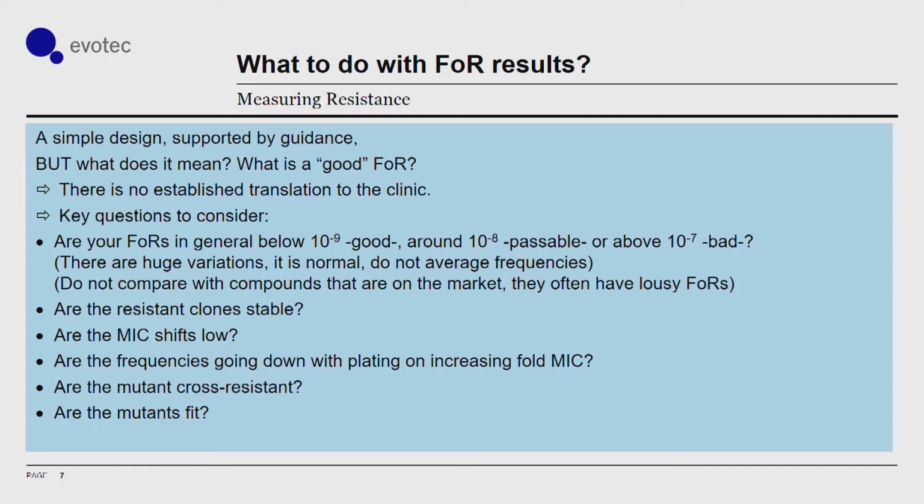There are huge variations. Please, consider it normal. We said that before. When you look at different strains, when you repeat the experiment, there will be variation. It's perfectly normal. So do not average the frequencies. I've seen that a few times, people averaging the frequencies. When you repeat the experiments, you will have different results. It's normal. Do not make an average.